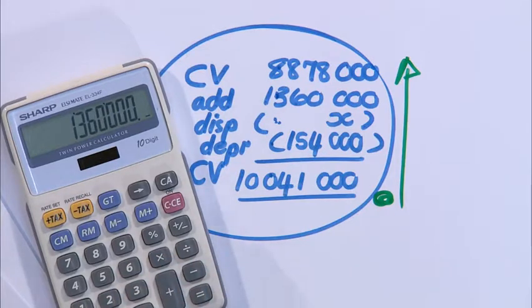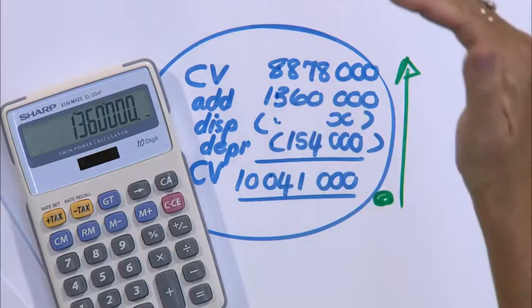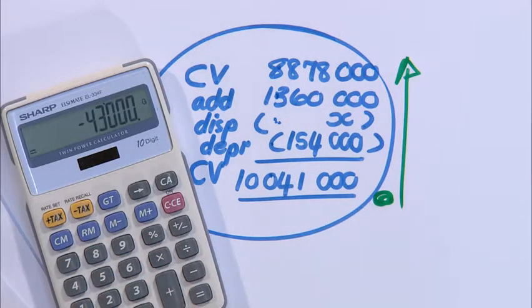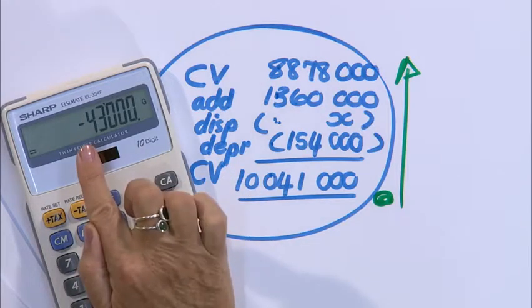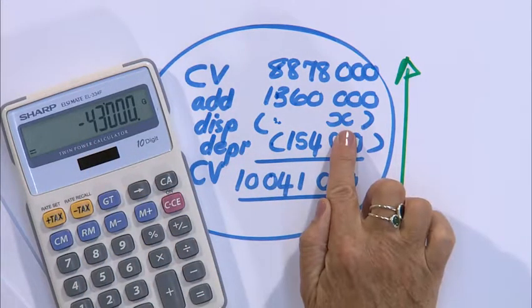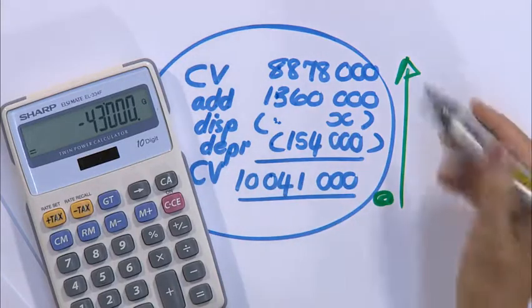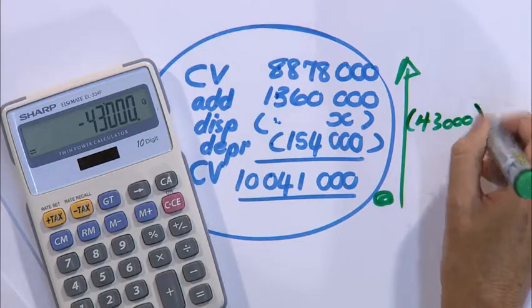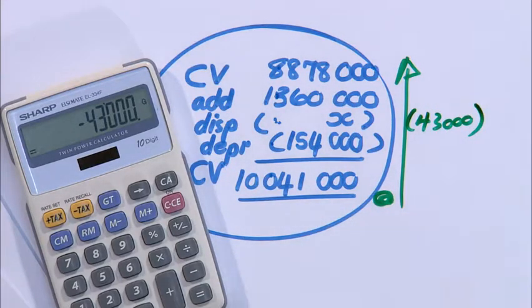1,360,000. That's a positive. Minus 8,878,000. I get 43,000 rand. Negative. Negative. So the answer is 43,000 rand. Right.